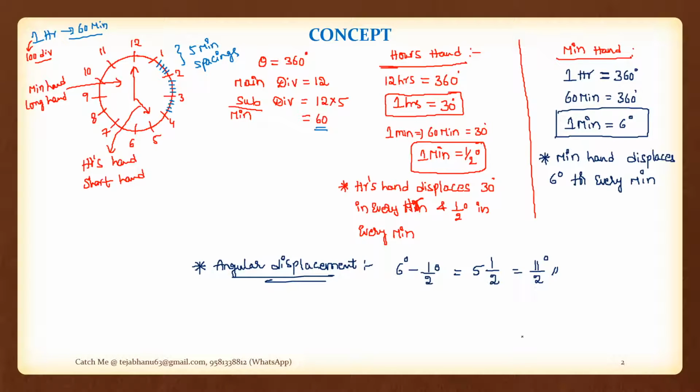11/2 degrees. Keep in mind, each and every question in clocks can be solved by using a formula, which is theta is equal to 30 degrees into h minus 11/2 minutes.